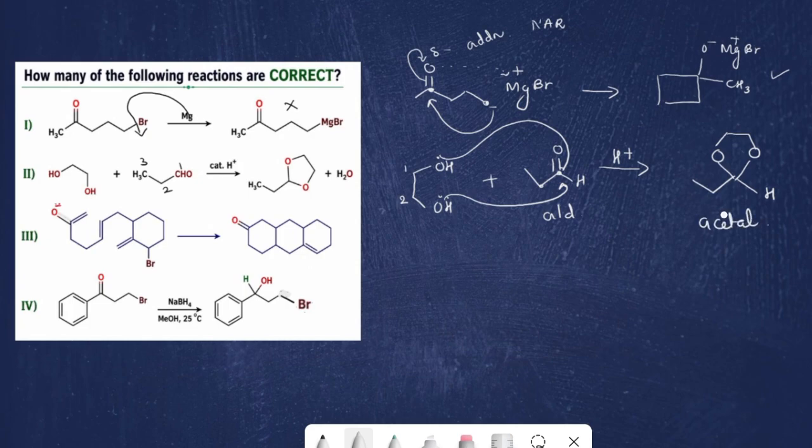And when do we use such kind of acetal? Generally, in order to protect the aldehydes before we carry out some sort of reactions. And you can see that here, this and this products are exactly the same. Therefore, this is a correct reaction. Now let's check for the third one.